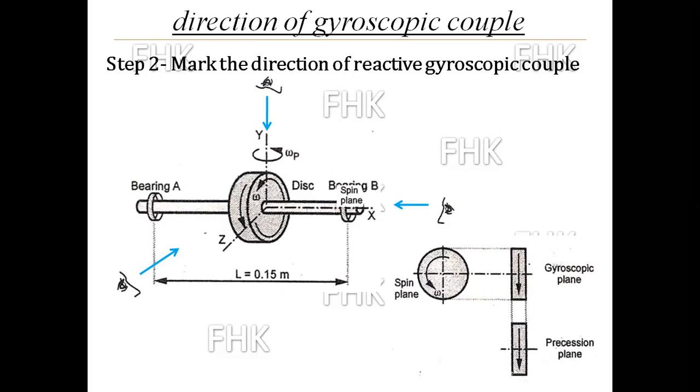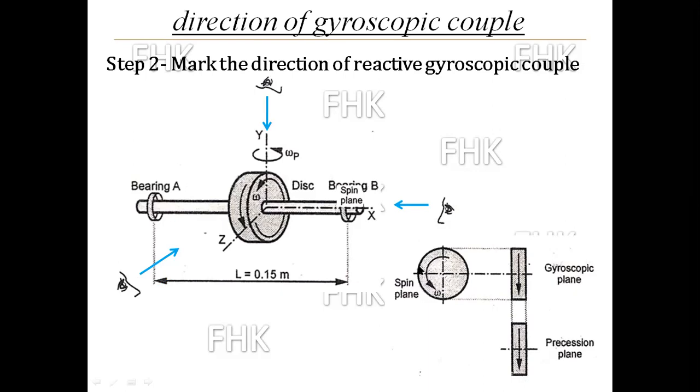You have to clearly identify which plane is the spin plane, which is the precession plane, and which is the gyroscopic plane. If you make a mistake in finding the spin plane, precession plane, and gyroscopic plane, your complete problem will be wrong in further steps. The remaining third plane, which is mutually perpendicular to both planes, is the gyroscopic plane. So the front plane will become the gyroscopic plane. Front view of the disc becomes the gyroscopic plane. Okay, clear?